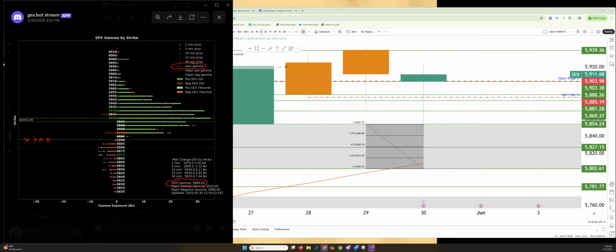So that zero gamma is equivalent to the flip zone on the other chart. Yes, it is. And those major positive and negative, are those the bigger ones? Yeah, so 5920 is the biggest one here, on the positive side. And then the major negative, 5880, is the biggest one on the red side. So yes, same thing. The biggest one on both sides is going to be the major positive and major negative.